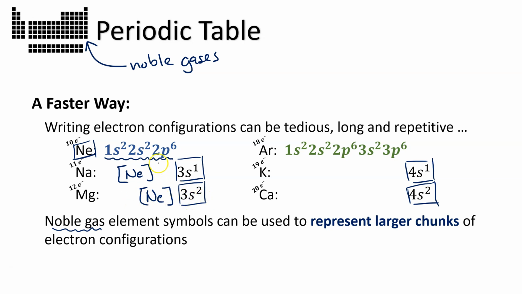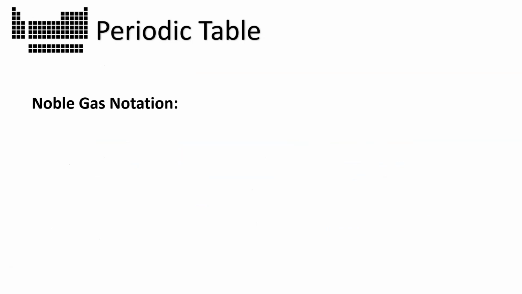It doesn't matter so much for small atoms like neon, sodium, and magnesium, but if you're talking about larger atoms like potassium, which has 19, it might save you a pretty significant amount of time to be able to put argon, another one of our noble gas elements, in square brackets, and that would save you from writing out all of this. 1s2, 2s2, 2p6, 3s2, 3p6 is now summarized here with Ar in square brackets. So that's what these noble gas notations are going to look like, and that's why they exist.